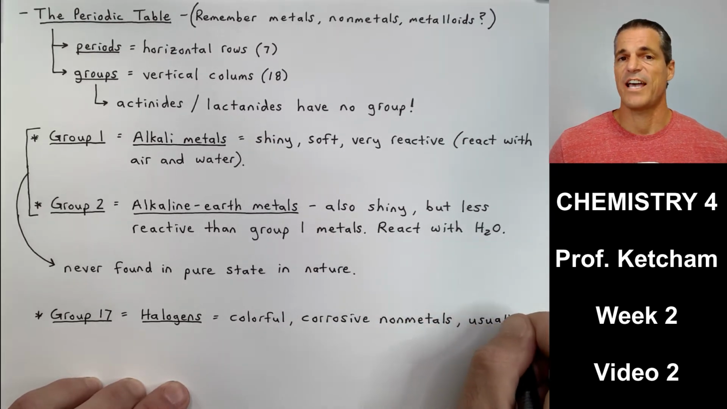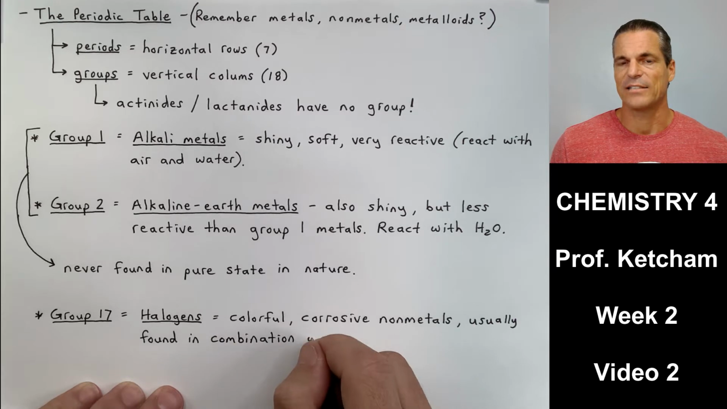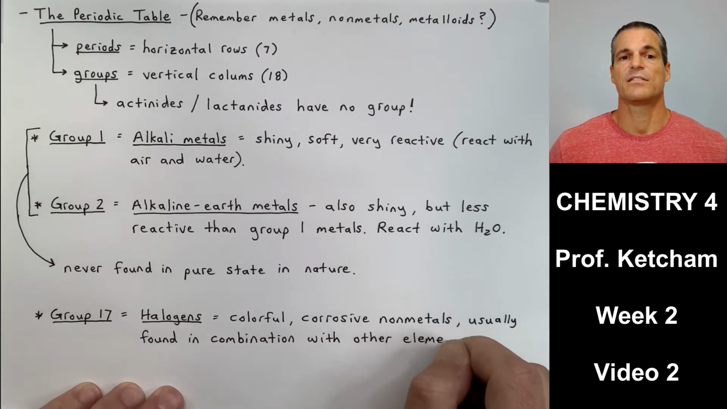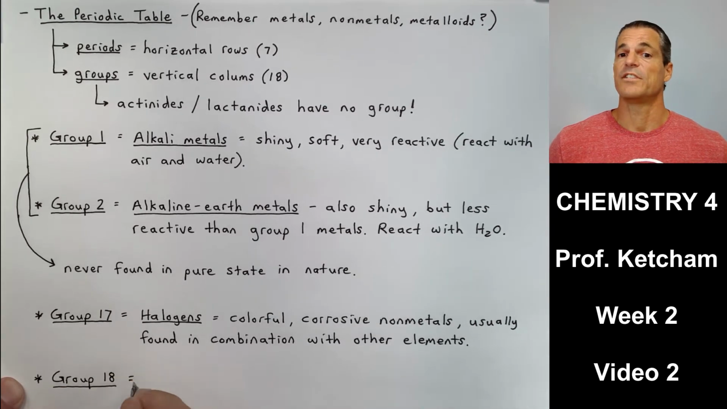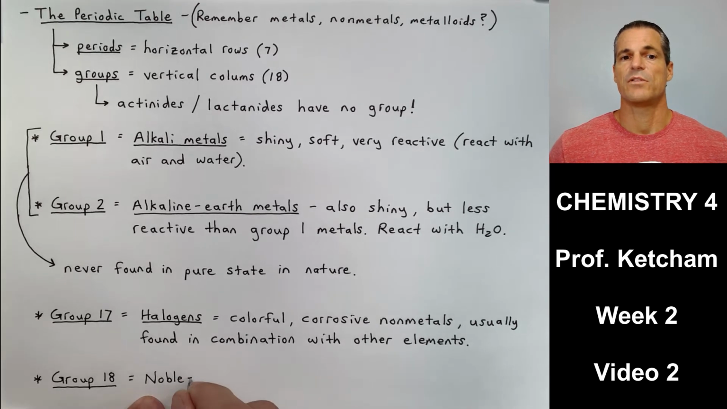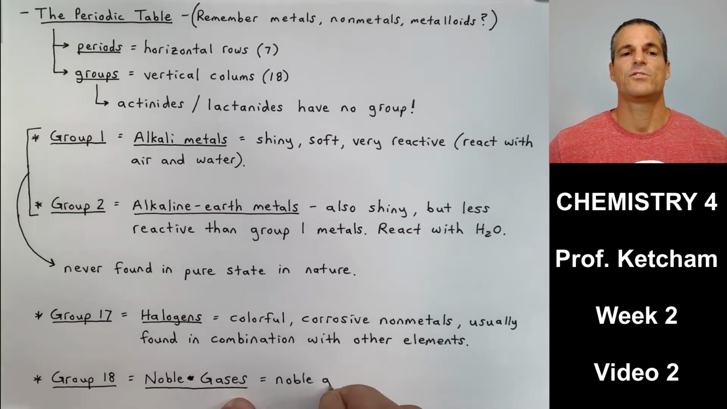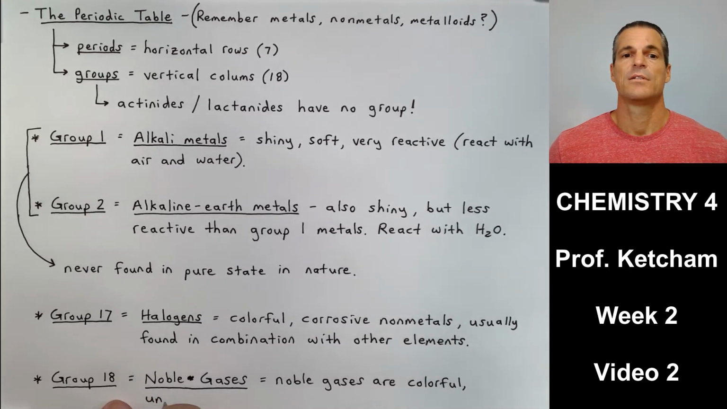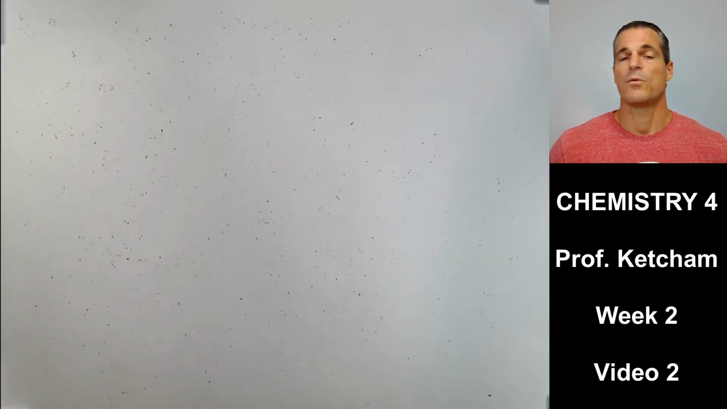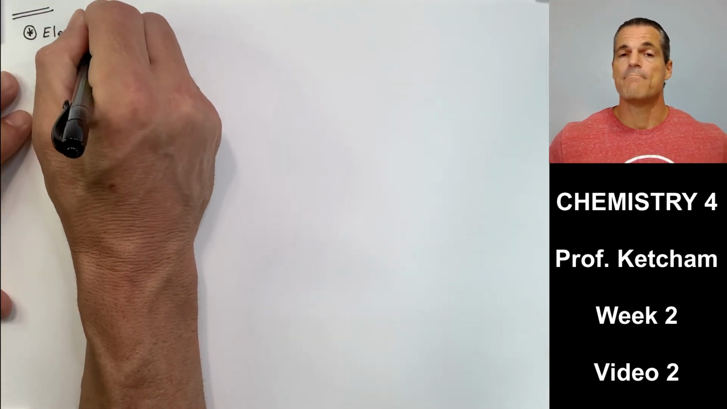Group 17 are called the halogens. That's the second to last column on the far right. Halogens are things like chlorine, fluorine, bromine, and iodine. These are colorful, corrosive nonmetals, usually found in combination with other elements. Then group 18, the very far right, the noble gases. Noble gases used to be called inert gases because they're very unreactive. They like to be by themselves. But they're very colorful. You find them in some of our lights, things like xenon, and others are krypton, helium, argon, etc.